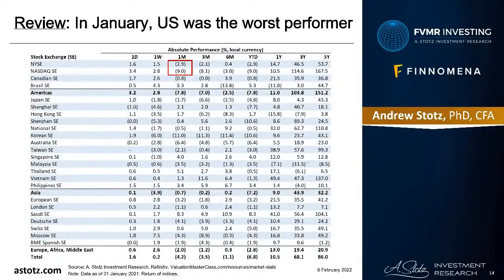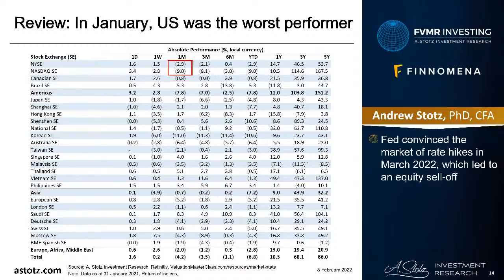Now, in January, the US was the worst performer. The NASDAQ in particular was down 9%. The Fed convinced the market of rate hikes in March, which led to an equity sell-off. But that equity sell-off is tiny compared to what I think is coming to some extent if the Fed starts to raise interest rates. And that's one of my biggest concerns, that people are kind of complacent right now, thinking that the Fed can raise rates and just get inflation down and the market won't fall. So US tech stocks had the biggest fall.